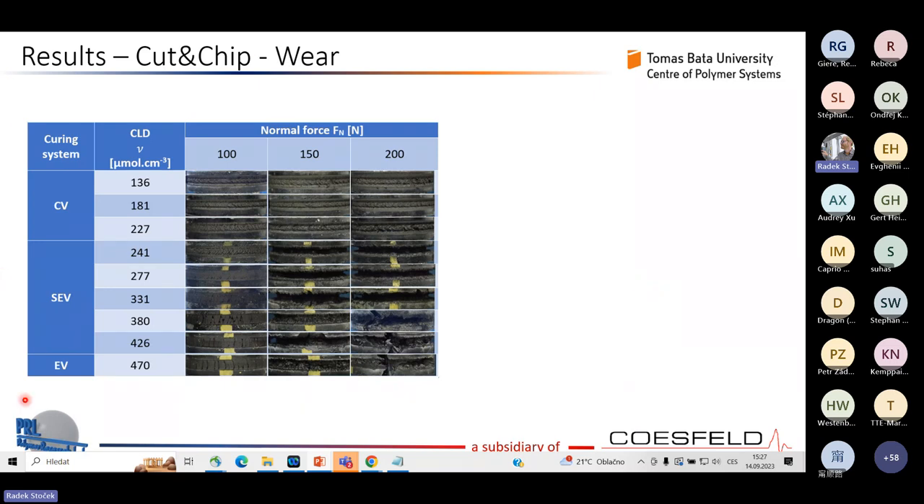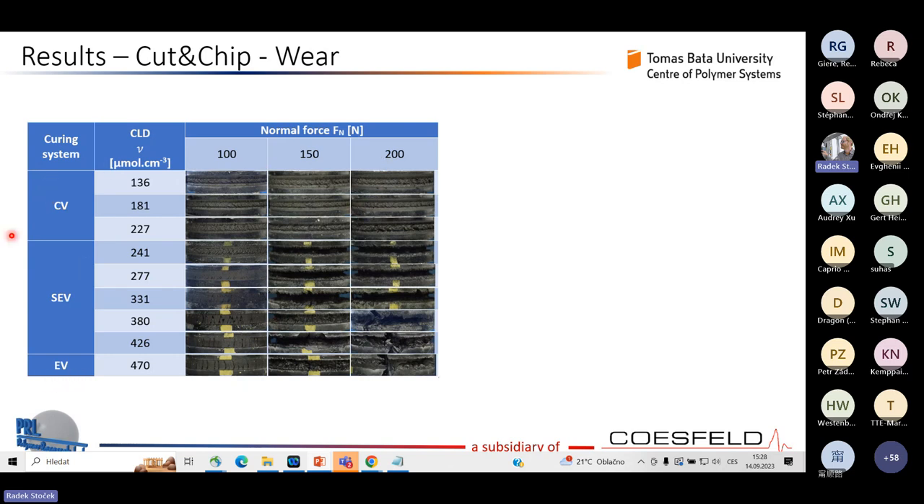And here we can see the photographs of the cut and chipped samples after measurement. This is again related to the different curing systems: firstly the conventional one, then the semi-efficient one, and then the efficient one, in association with the crosslink densities. What we can see is a very huge difference between the conventional and the other two remaining.